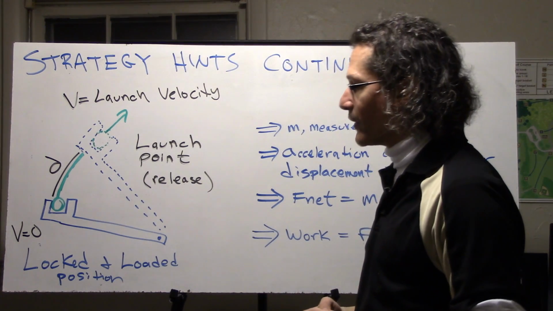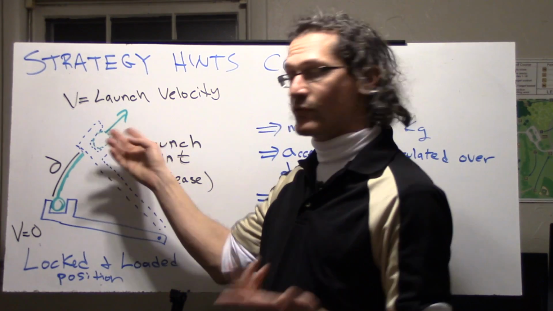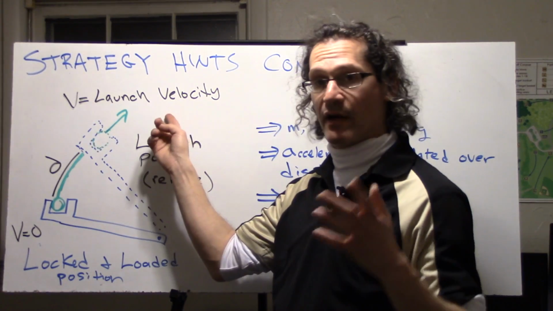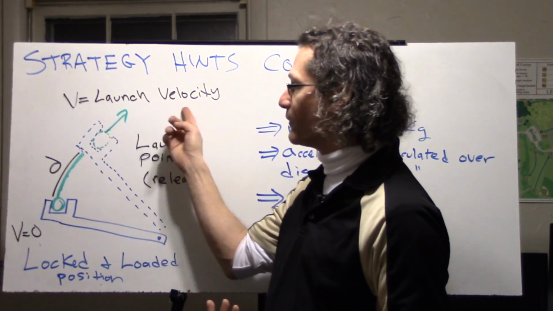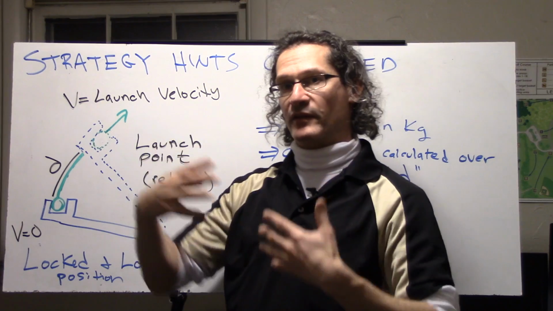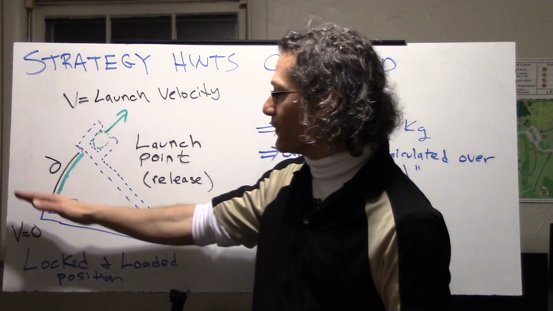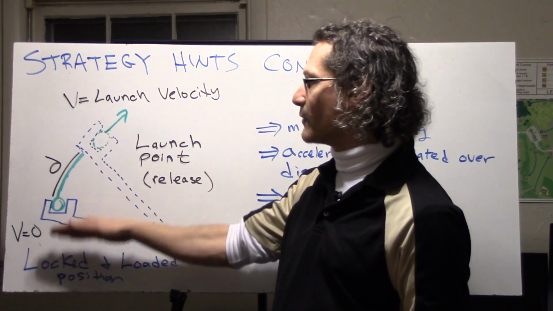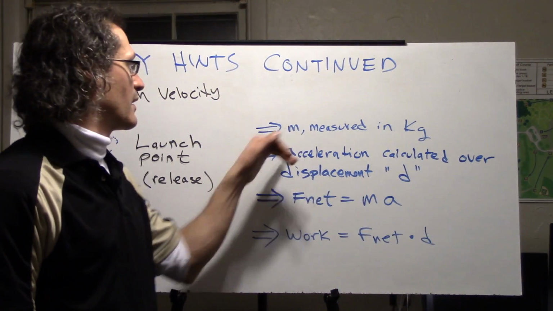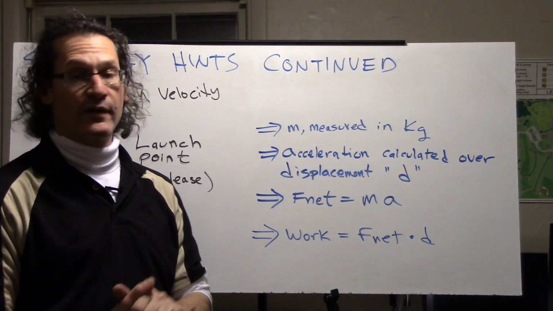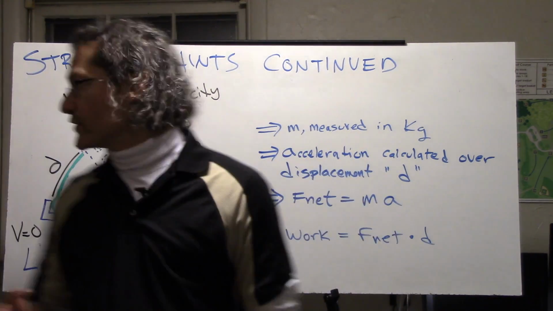So this is the launch point over here, and notice that before, using projectile motion, we found this launch velocity. That was V naught for the projectile motion piece. Well, that's your V over here, your final velocity with respect to the initial phase of the launch, which is the arm or whatever device you have that's moving the object. So here's the thing. You need, of course, M measured in kilograms. You want to calculate the acceleration over this displacement d.